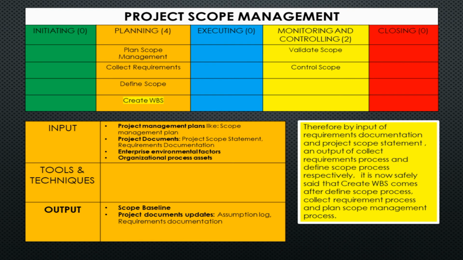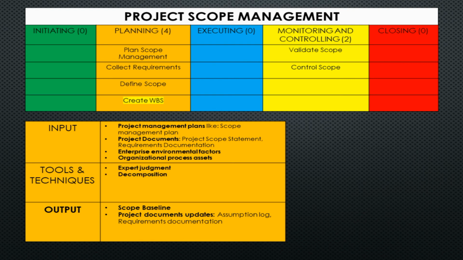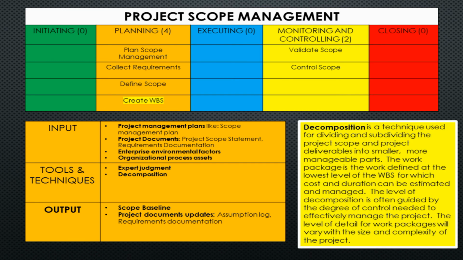For these inputs to get the desired outcome, we need to process these through tools and techniques. We need the following: expert judgment and decomposition. Decomposition is a technique used for dividing and subdividing the project scope and project deliverables into smaller, more manageable parts. The work package is the work defined at the lowest level of the WBS for which cost and duration can be estimated and managed. The level of decomposition is often guided by the degree of control needed to effectively manage the project. The level of detail for work packages will vary with the size and complexity of the project.